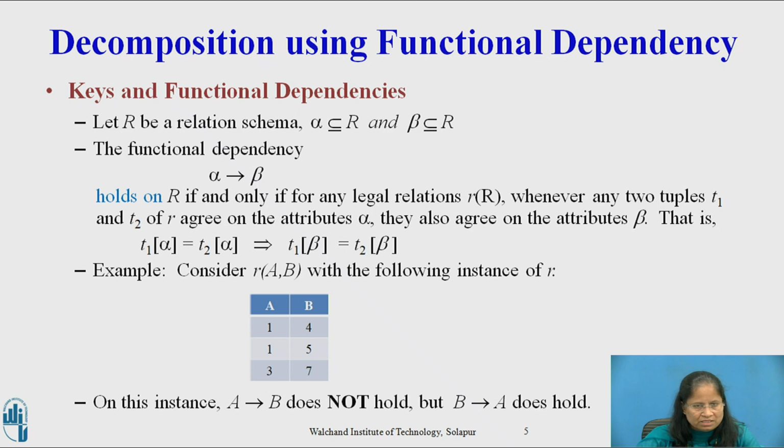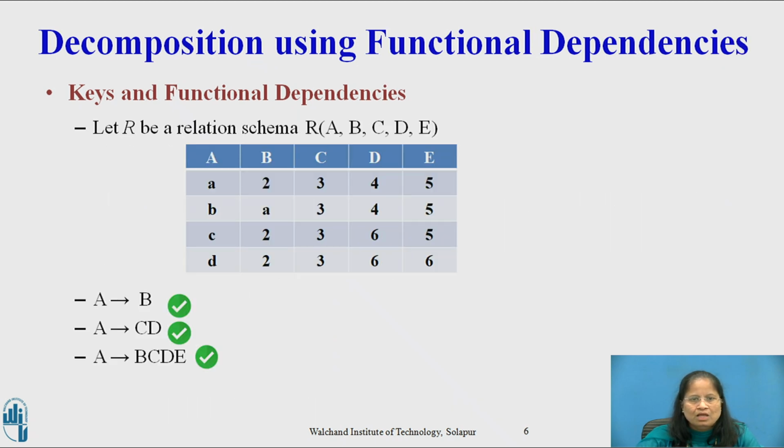Example: consider relation R with two attributes A and B with the following instance of R. On this instance, A functionally determines B does not hold, as for A equal to 1 there are two values of B, that is 4 and 5. But B functionally determines A does hold, as for every value of B there is a single value of A.